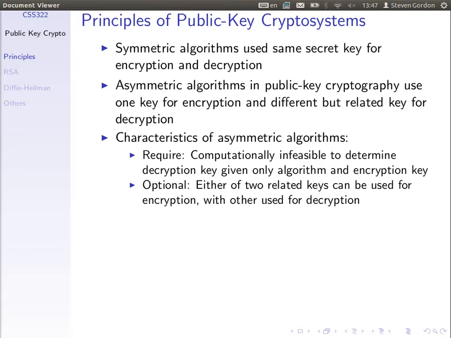In some algorithms, we have an optional feature such that we can use the keys in opposite directions. One approach is I encrypt with my public key, and the ciphertext can be decrypted with the private key. The alternative is I encrypt some message with a private key, and the ciphertext can be decrypted with the public key. So you use them in opposite order. In some of the algorithms we'll go through, this feature is present. In others, it's not. It's not necessary in all cases.